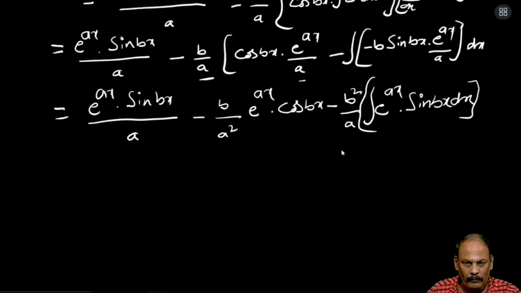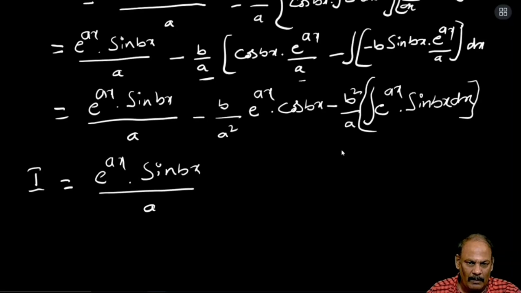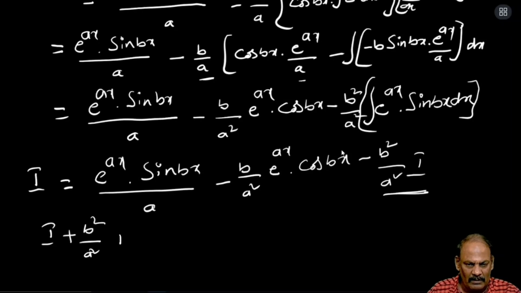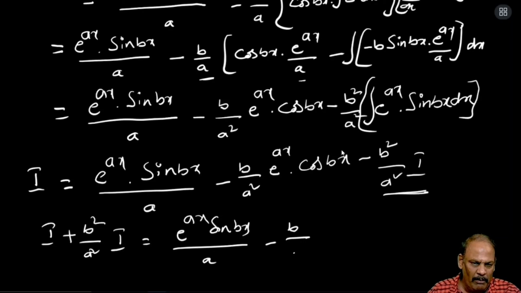Substituted here. We are writing I equals e to the power of ax into sin bx by a, minus b by a square e to the power of ax cos bx, minus b square by a square into I. Now transfer this minus b square by a square into I to the LHS, then that will be I plus b square by a square I equal to e to the power of ax sin bx by a, minus b by a square e to the power of ax cos bx.